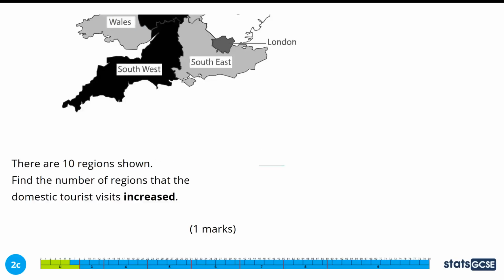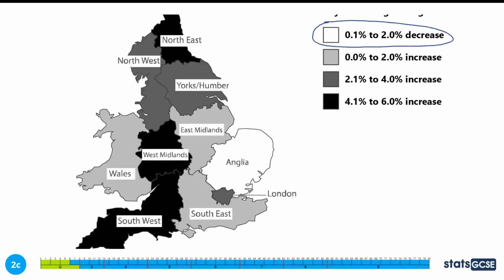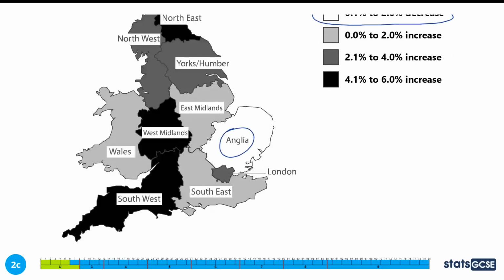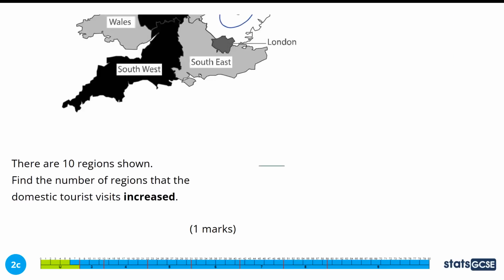There are 10 regions shown. Find the number of regions that the domestic tourist visits increased. Looking at our key, there is only one of these that show a decrease, and that's the white one. Looking at our map, there is only one region that is in white. Therefore, if there are 10 regions altogether and one that showed a decrease, then there will be 9 that increased.